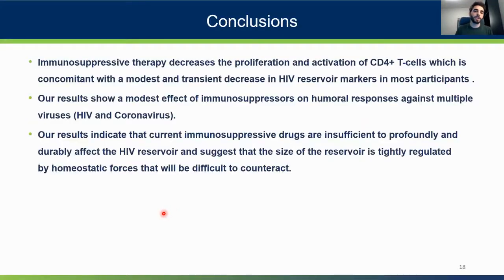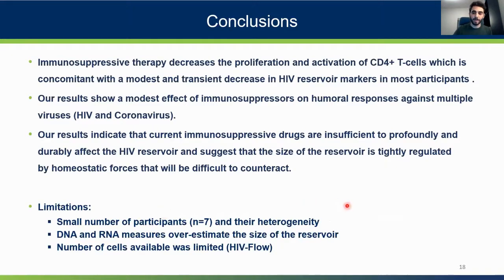So in conclusion, immunosuppressive therapy decreases the proliferation and activation of CD4 T cells, which is concomitant with a modest and transient decrease in HIV reservoir markers in most participants. Our results also showed a modest effect of immunosuppressors on humoral response against multiple viruses, so HIV and coronavirus. And finally, all these results seem to indicate that the current immunosuppressive drugs that were given to the participants are inefficient to profoundly and durably affect the HIV reservoir, and suggest that the size of the reservoir is tightly regulated by homeostatic forces that will be difficult to counteract.